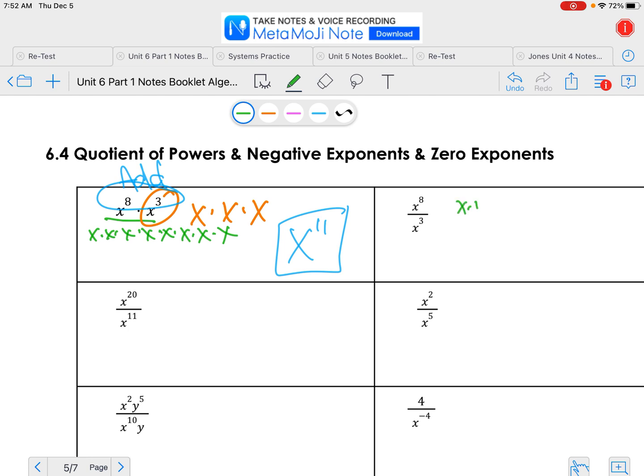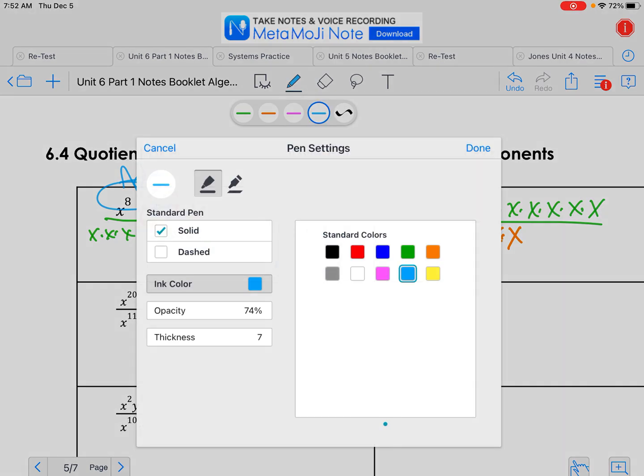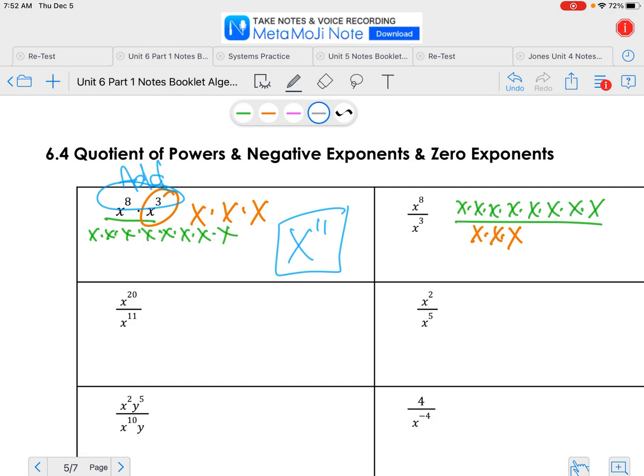Now let's look at what happens when we're dividing. I have x to the 8th in the numerator, which means x times itself 8 times, and then I have x to the 3rd in the denominator, which means x times itself 3 times. Now, we remember that anything divided by itself is 1, so we can cancel 1, 2, 3 of them. And how many are left? x to the 5th. What do you think the shortcut is with these? We subtract them.